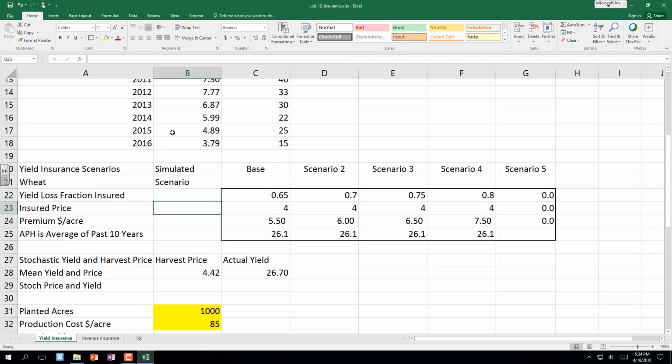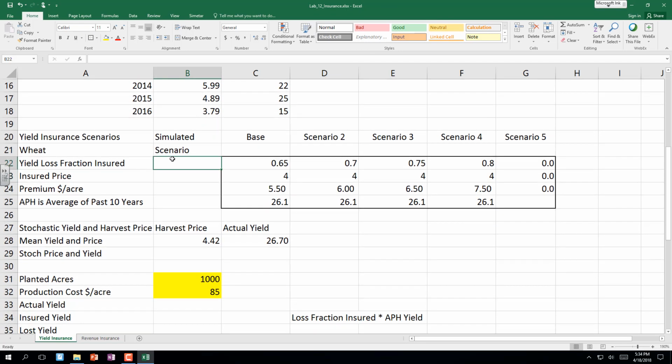So we'll just start out here. We know that those are the scenario variables, and that's the level of the insurance you buy, 65, 70, 75, 80, or none, okay? And the insured price is $4 for wheat, and the premium's 5.5 up to 7.5, and then 0 if you don't buy insurance. And the APH is just a set number at 26.1.